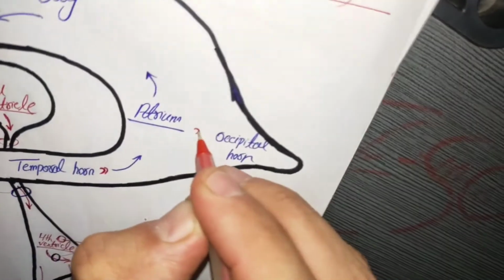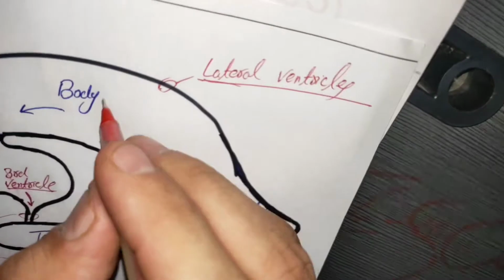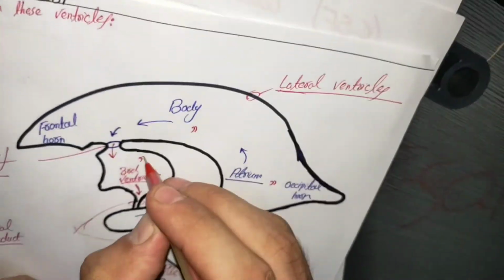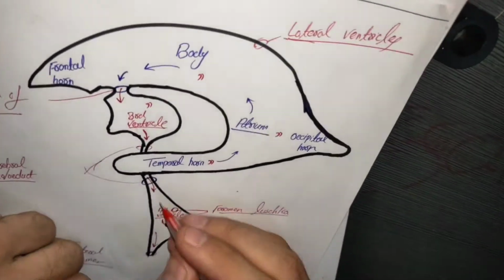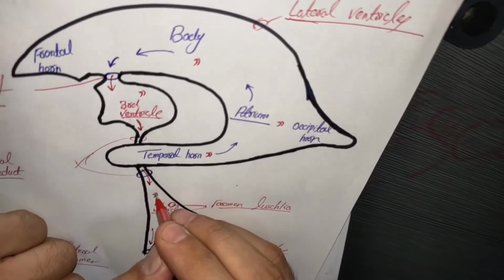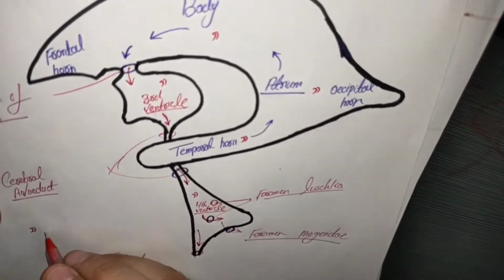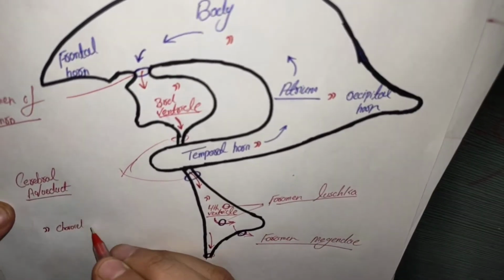Here we have some choroid plexus. In these areas we have choroid plexus which secrete CSF. This is the sign of choroid plexus.